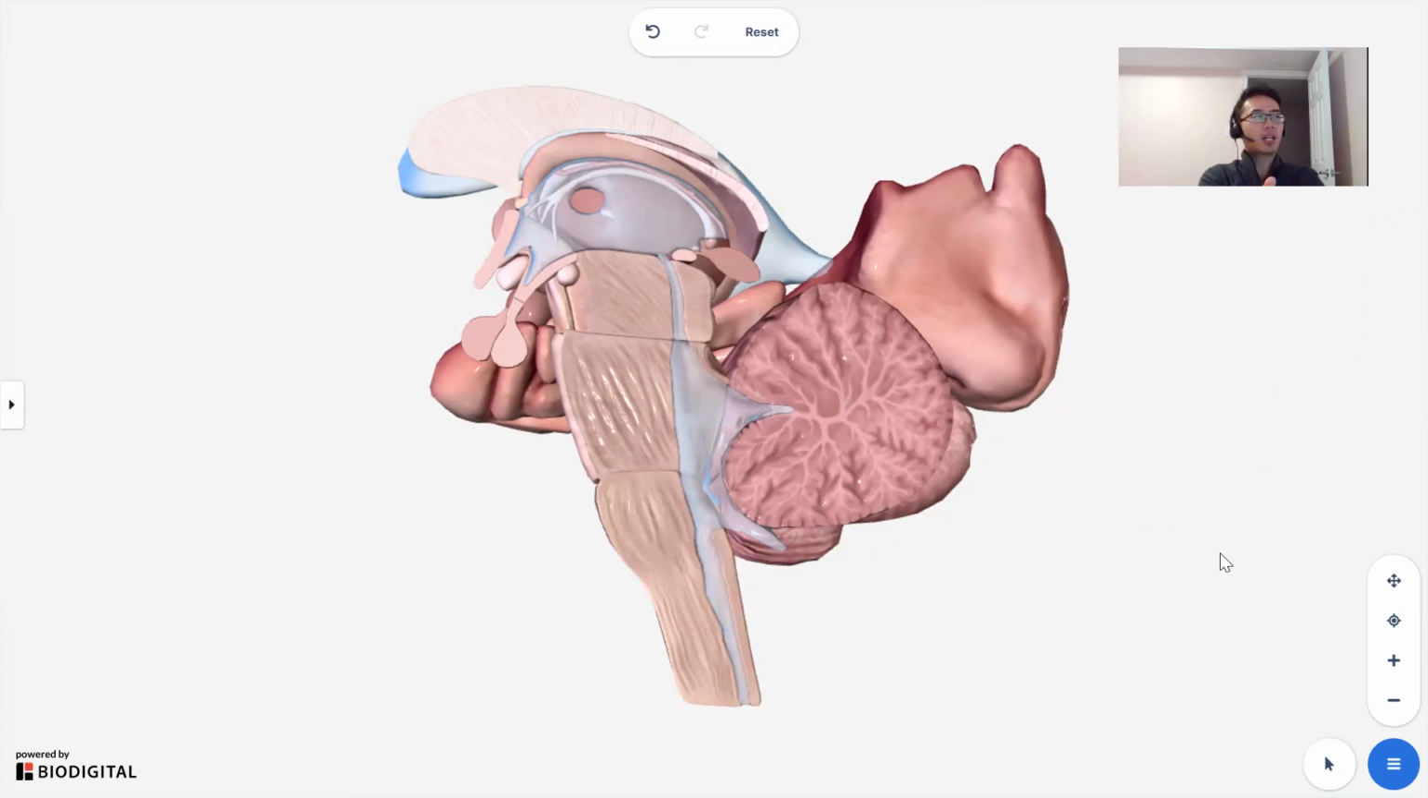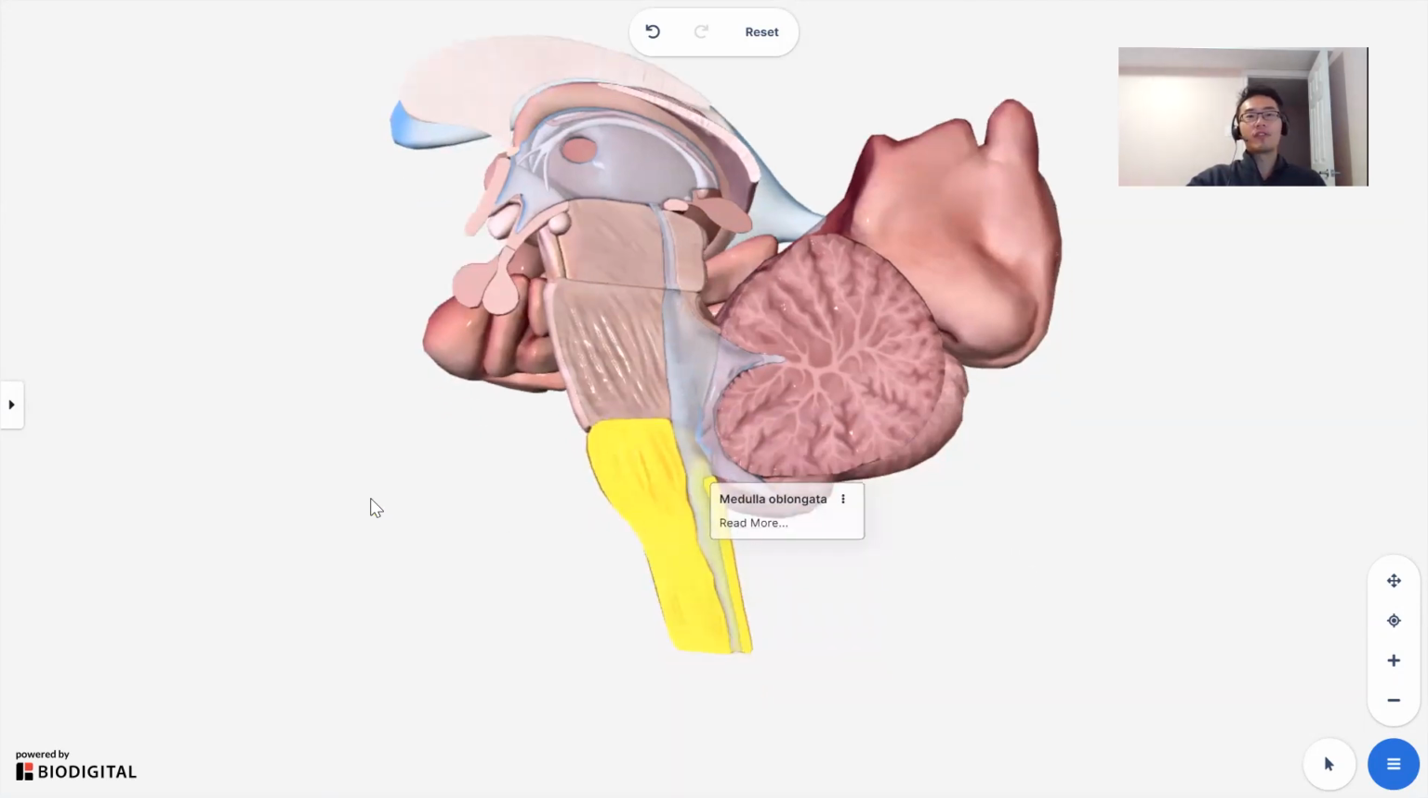No? Codeine, anybody heard of codeine? No, maybe? Okay, codeine is a very mild opioid. It works by suppressing the medulla oblongata, because that's where the coughing reflex is.